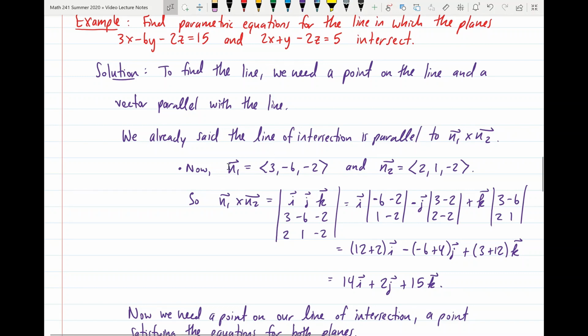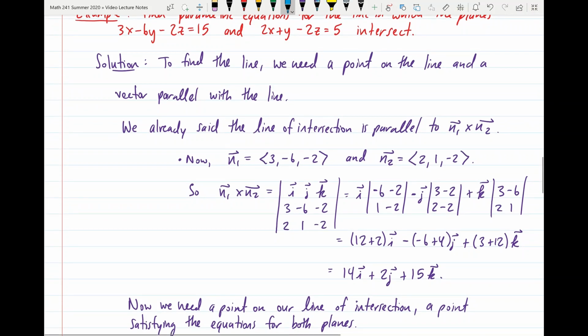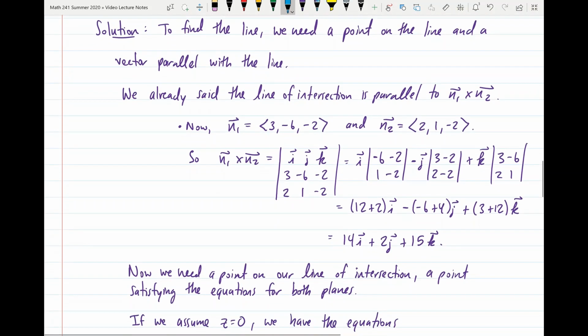Now, reading the equations for the planes, we know that the normal vector for the first plane is, in component form, ⟨3, -6, -2⟩. And the normal vector for our second plane in component form is ⟨2, 1, -2⟩. Now we can just find the cross product of these two normal vectors, and that will give us a vector parallel to our line of intersection.